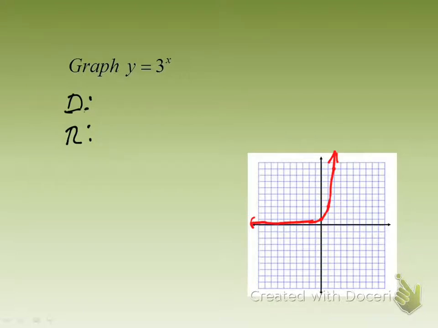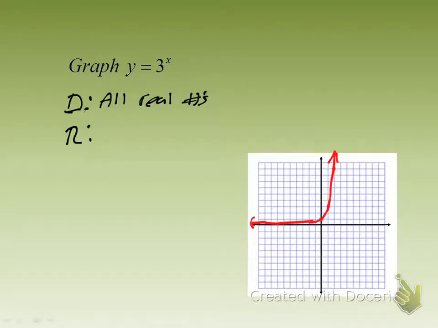What about 3 to the first? Yeah, that works. 3 to the second? That works. 3 to the third? That works, right? So we can put in negatives, we can put in positives. Can we put in 0? 3 to the 0 is 1, so that works too. So can we put them all in? Yeah, so a domain is all real numbers. Okay? Here's a hint. For all of these, your domain's all real numbers.